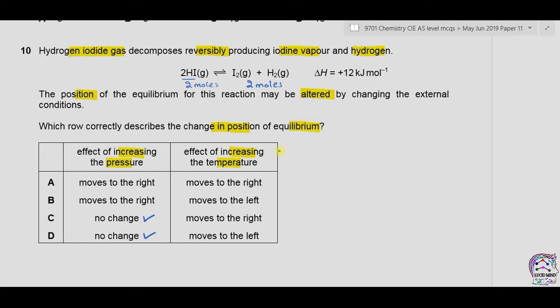Second thing is the increasing of temperature. As we can see that the reaction is endothermic. So for an endothermic reaction, if temperature is increased, the reaction moves in the forward direction and the position of equilibrium also moves to the right. This is because an endothermic reaction requires energy in order to convert into products. So if you are increasing the temperature, the reaction will move forward. If you are decreasing the temperature, the equilibrium will move backward. The answer is therefore C.